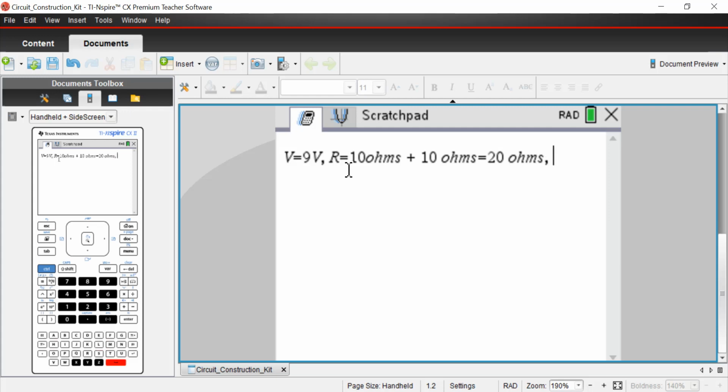We're trying to solve for current, so we want to know what current is. We've got 9 volts for voltage, and we've got 20 ohms for resistance. All right, so now let's do the math. We saw the equation earlier: if V equals I times R, and I want to get I by itself, I have to divide by R on both sides, which means that I is going to be equal to V divided by R.